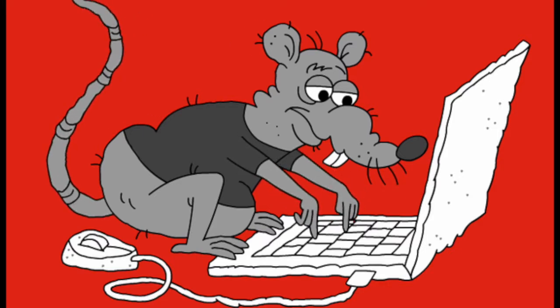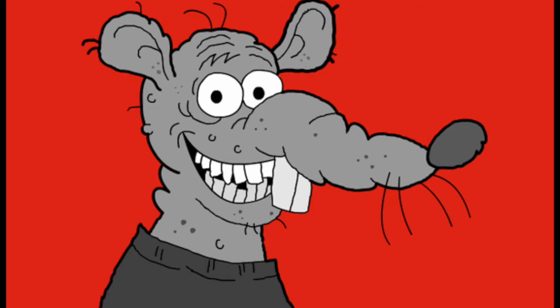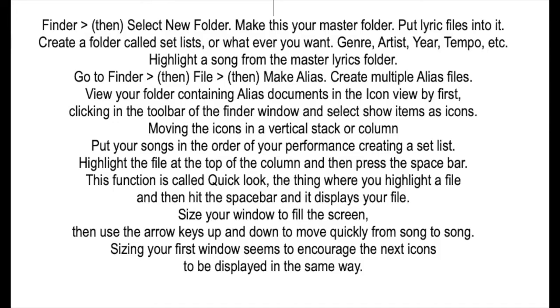View your folder containing alias documents in the icon view by first clicking in the toolbar of the Finder window and select Show Items as icons. Now I recommend moving the icons in a vertical stack or column, putting your songs in the order of your preference, creating a list, because in icon view, you can shuffle things around and click and drag them into different orders.